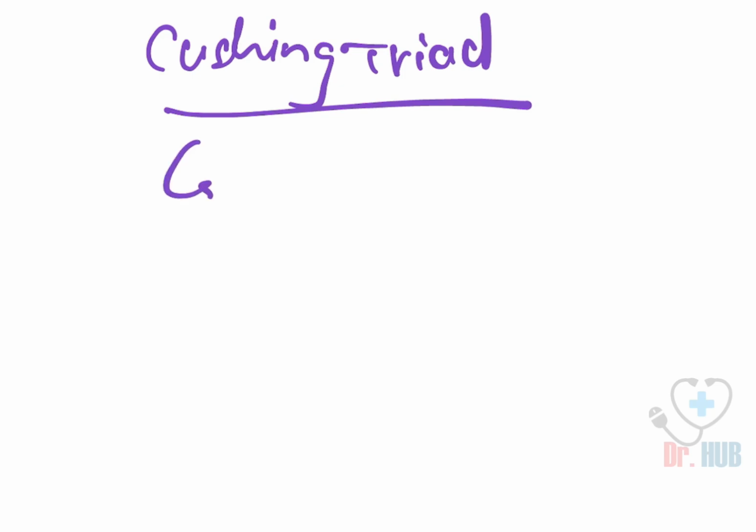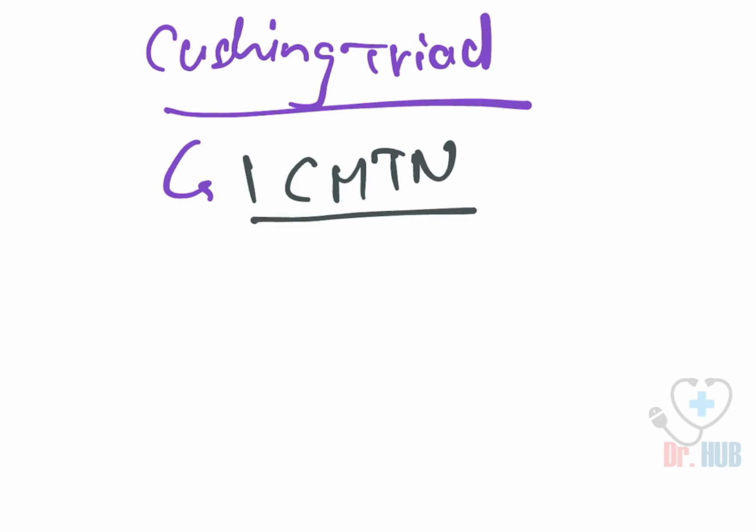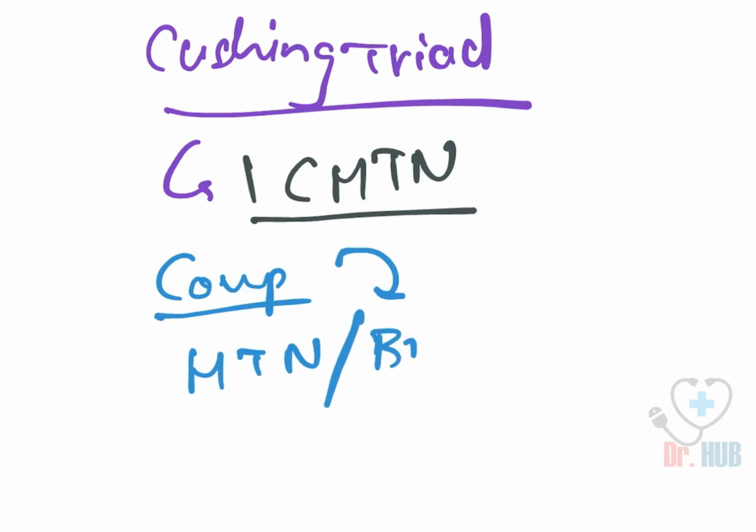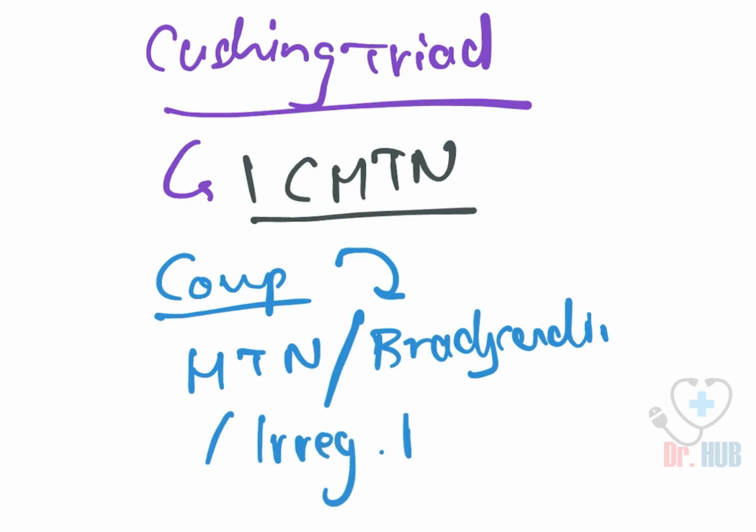Then we look at the next one, the Cushing Triad. So the Cushing Triad is seen in case of intracranial hypertension. And what are the components? It includes hypertension, bradycardia, as well as irregular respiration.